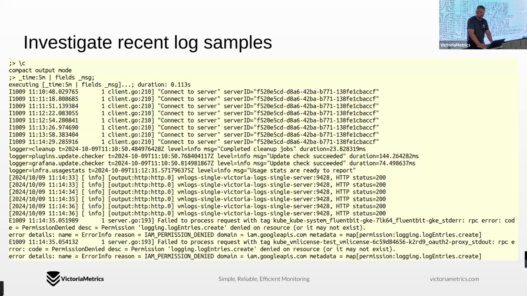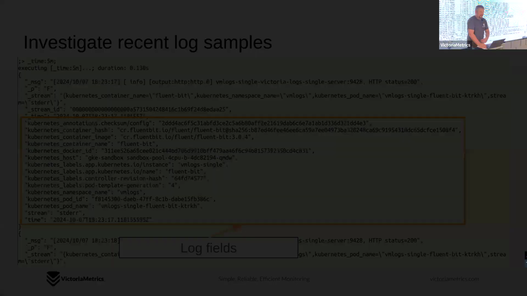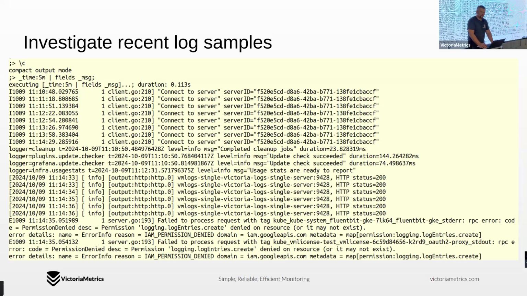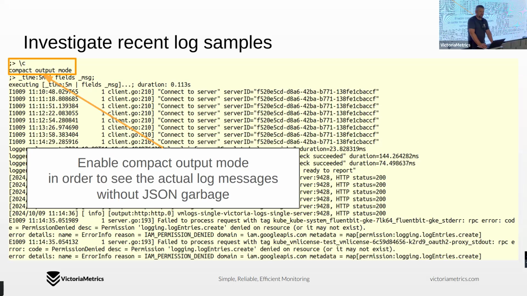So if you look at this example, you will see that this screen contains only a single log entry. This is because this log entry contains a lot of log fields, and this is not very convenient for investigating log messages, because it takes too much vertical space. Vlogscli allows you to improve this situation. You can switch to compact mode with \C. When you switch to compact mode, Vlogscli shows you every log entry in a more compact form.